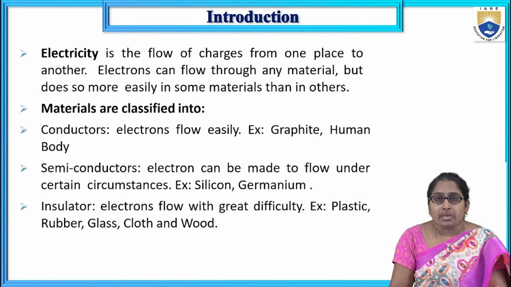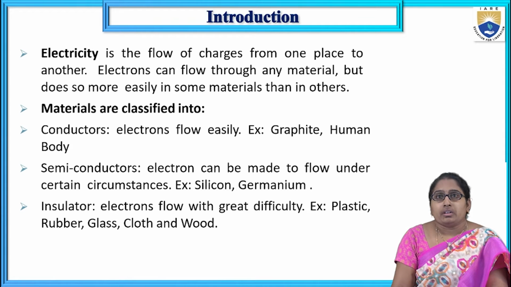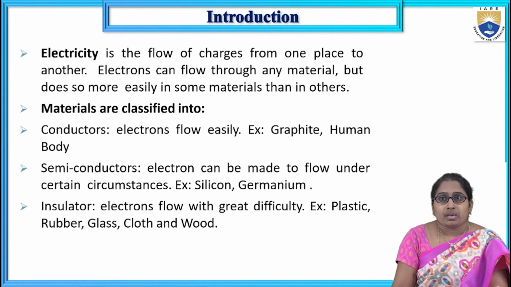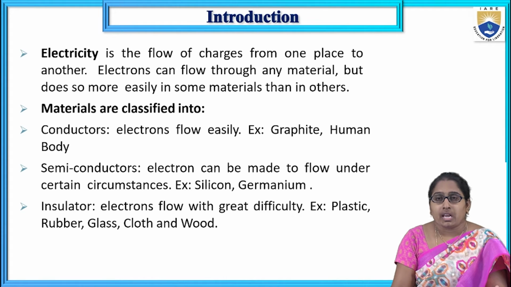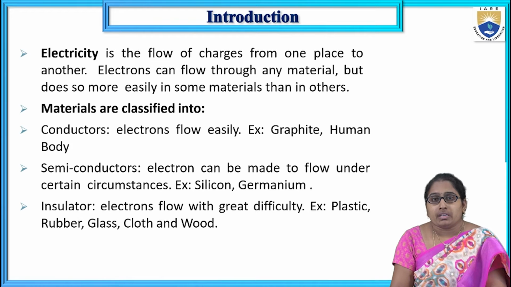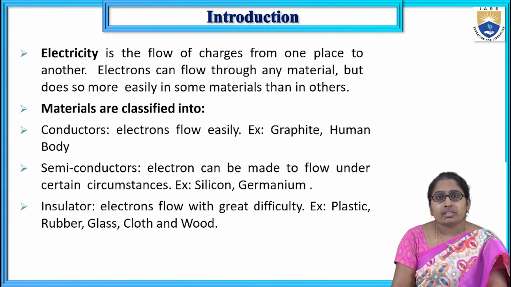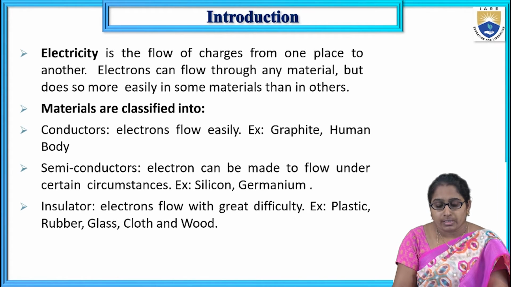It is a physical phenomenon. It is defined as flow of charges, or exactly to say, flow of electrons from one place to another place. These electrons can flow through any material, but do so more easily in some materials than in others. Materials are classified as conductors, semiconductors and insulators. In conductors, electrons flow very easily. Examples are graphite and the human body.